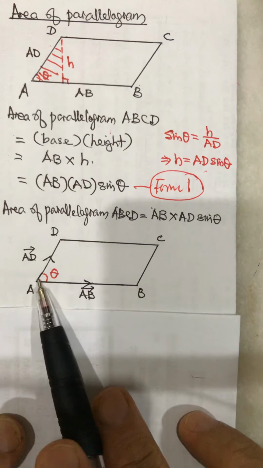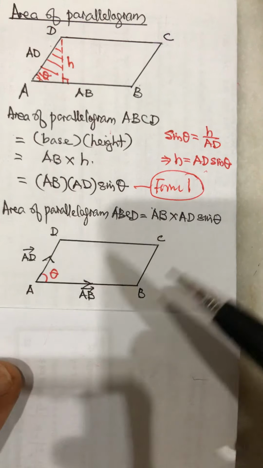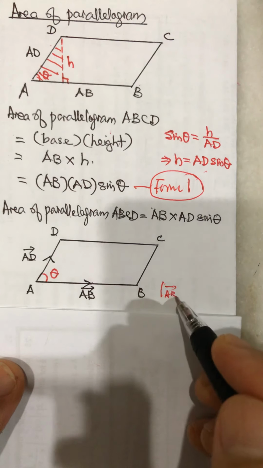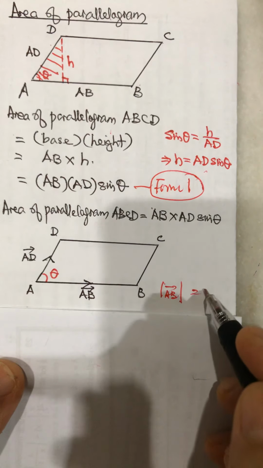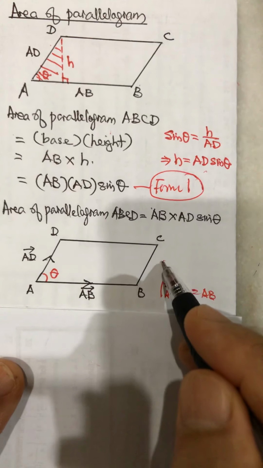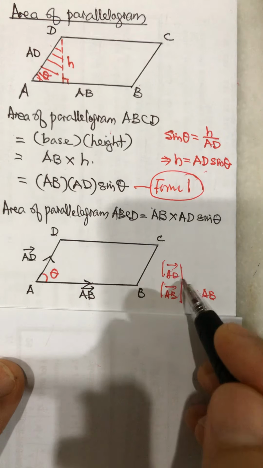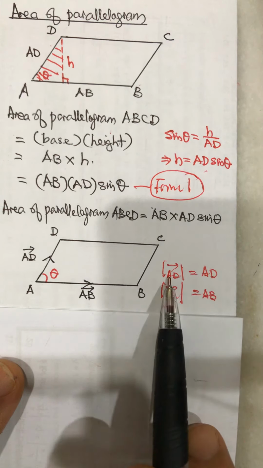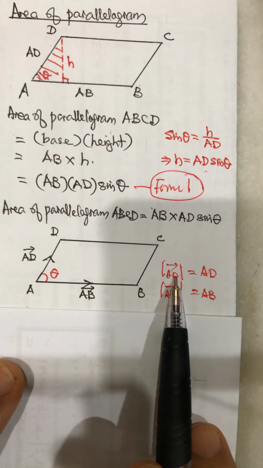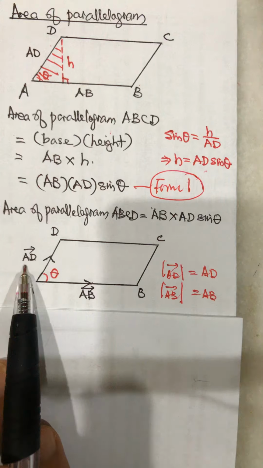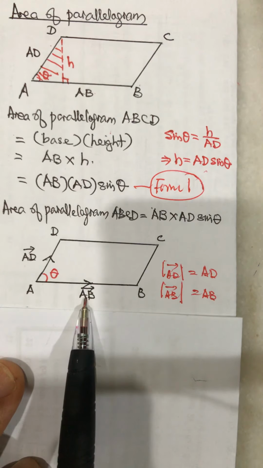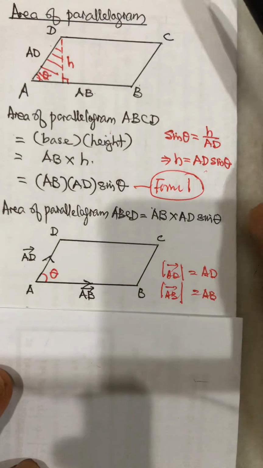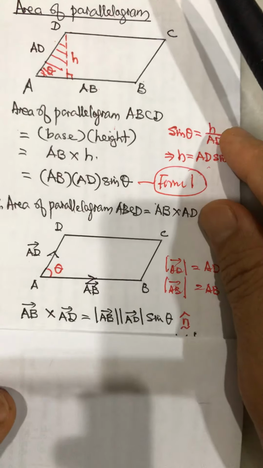So this is a vector, vector AB, vector AD. You see the magnitude of vector AB is the length of AB, so I can write it like this, correct or not? Then the magnitude of vector AD, in form 1 we just write AD, isn't it? So the magnitude of vector AD is the length AD, and the magnitude of vector AB is the length AB. Here is form 1, and this one now we are going to do with vector. Settle with this now.